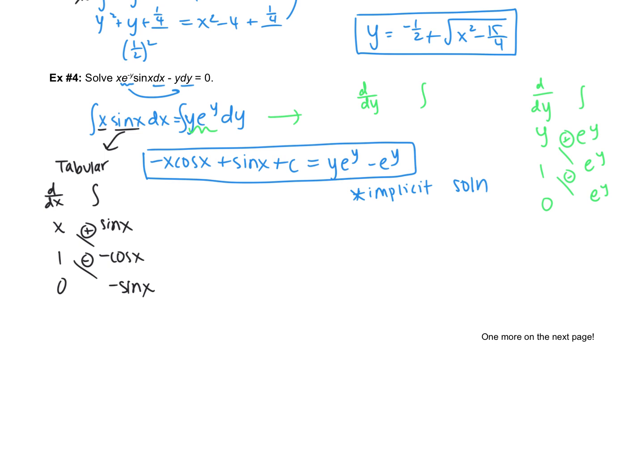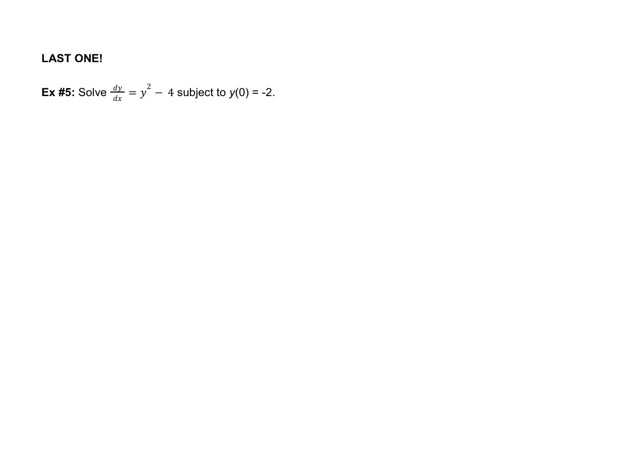Okay, we've got one more example to go through. Again, it's going to review some of the techniques that you might have forgotten. And of course, I saved the best one, in other words, the trickiest one for last. So let's jump into this last one. Again, we're given an initial condition, so we're going to have to find C when we get to that point.